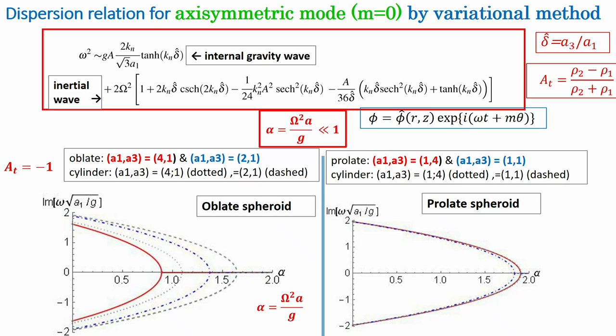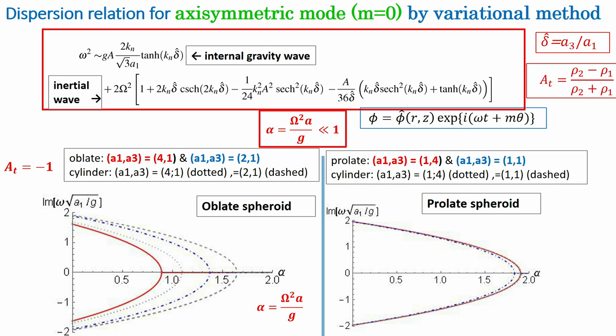And this red and this blue are results of a half spheroid case. The red one has aspect ratio 4.1. This is an oblate spheroid, and the horizontal axis is four times longer than the symmetric axis. And the blue one is this one, and more oblate. If oblateness increases, you have larger stable regions. And this dotted and this dashed are the cylindrical case derived by Scales and their collaborators with the same aspect ratios.